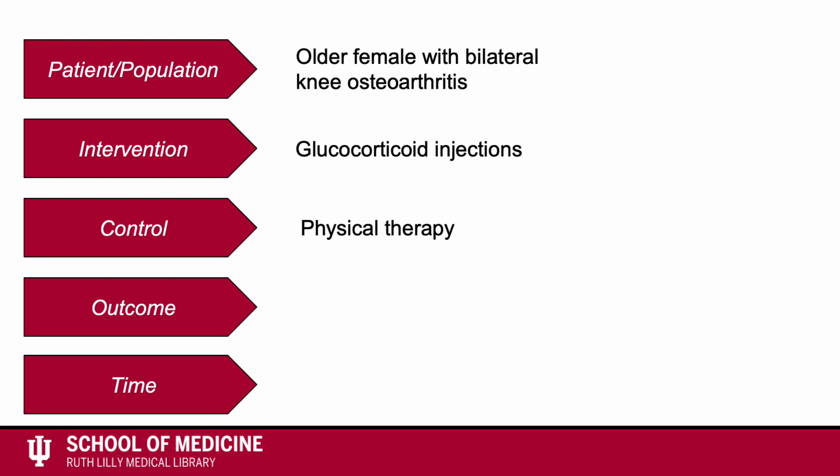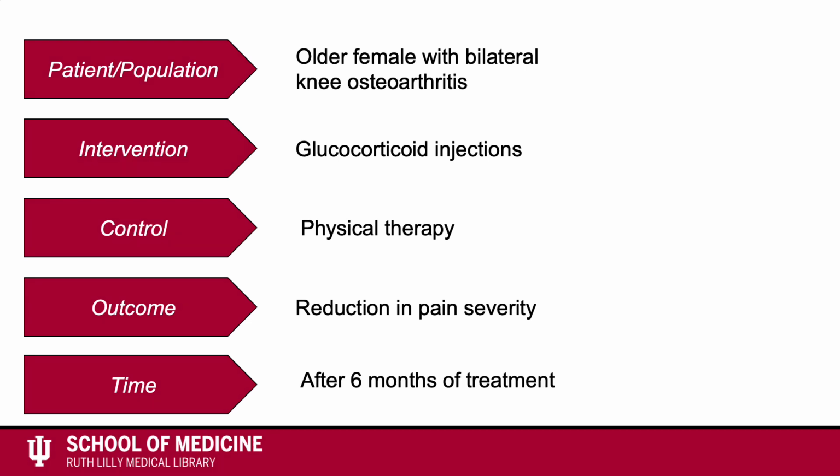There are a lot of options for outcomes in this scenario, and in many scenarios. I'm going to say a reduction in pain severity because that's something that we can measure with various pain scales. But it's also important to think about what the patient important outcomes are too, like being able to do the activities that they want to do. Again, time isn't always relevant to your question, but we want to check back in at 6 months, so we are going to go ahead and include it.